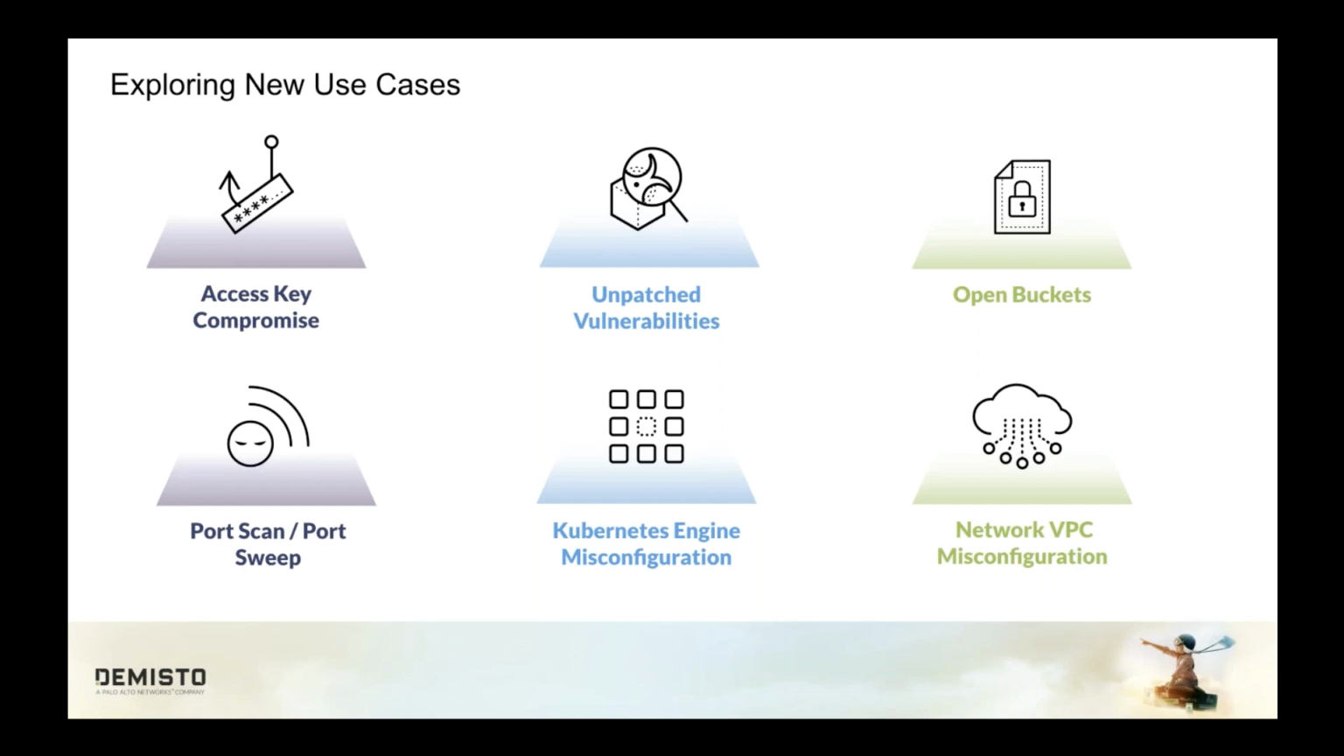And we can further extend this even to incidents where anomalies are detected. So, for example, if we take the case of access key compromise or port scan, port sweep, let's say Prisma Cloud discovers an anomaly on this front. What we can do is look at the metadata from Prisma Cloud to see, in the access key compromise case, which user did that access key belong to?